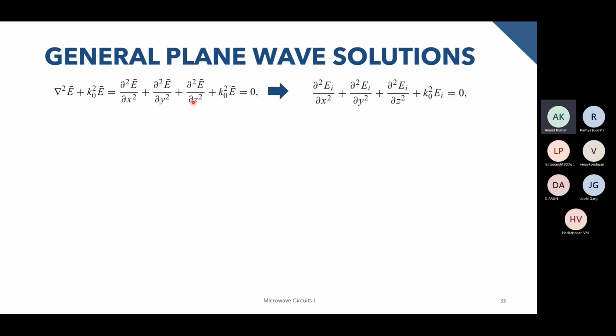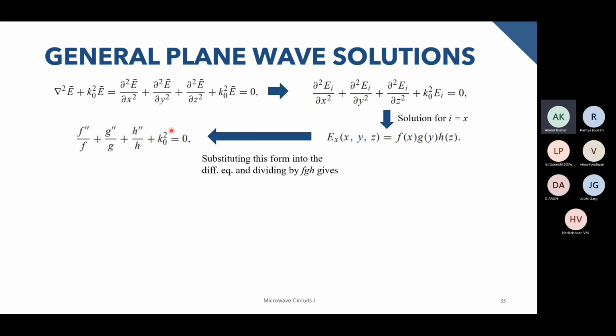So we started with the Helmholtz equation. Then we decided that we'll solve for individual rectangular components of the electric field. We chose the electric field in the x direction. We assumed the solution to be of the form f, g, and h. And then we got this particular relationship by substituting f, g, h back inside this equation and dividing by the LCM.